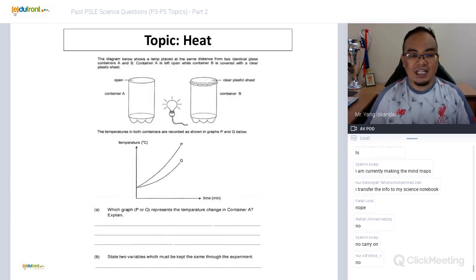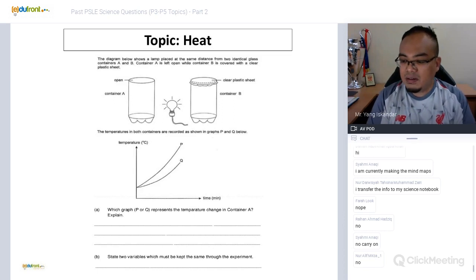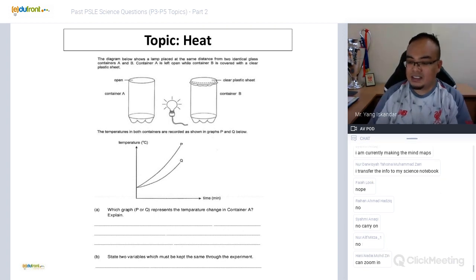Let's take a look at the first question. I give you 3 minutes to look through the question. The question here: which graph, P or Q, represents the temperature change in continent A? Explain. Those of you who know how to answer, you can type in the chat function here. Yes, you can zoom in. Can you all see? Should be able to see, right? Big enough?